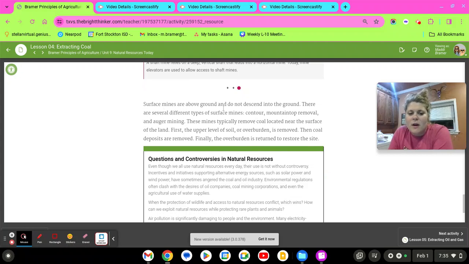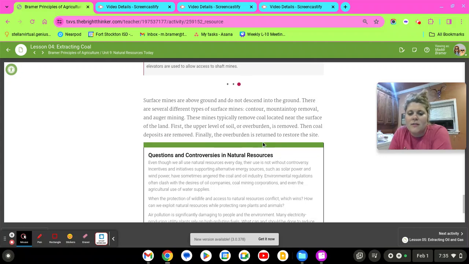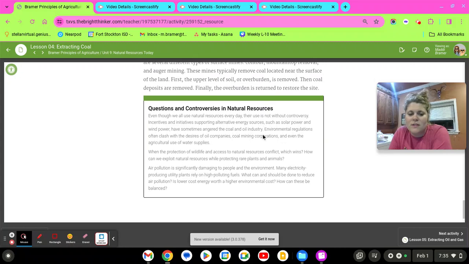Surface mines are above ground. They are not underground. There are several different types of surface mines: contour, mountaintop removal, and auger mining. These mines remove coal located near the surface of the land. First, the upper level of soil, or overburden, is removed, then coal deposits are removed, and then it's returned to restore the site.